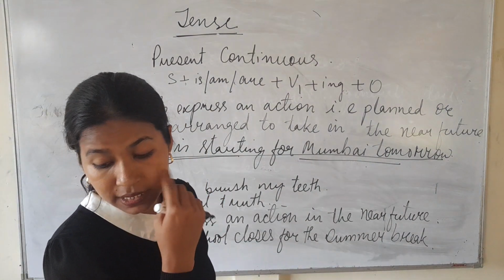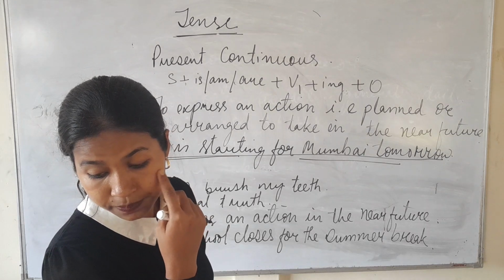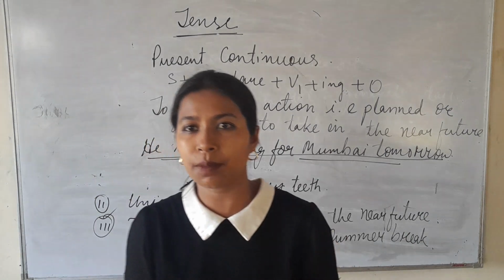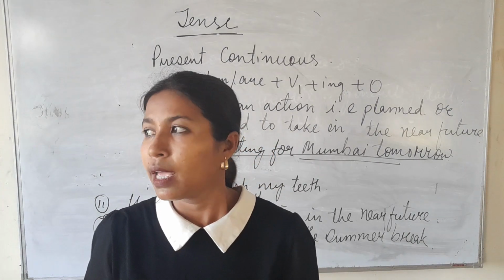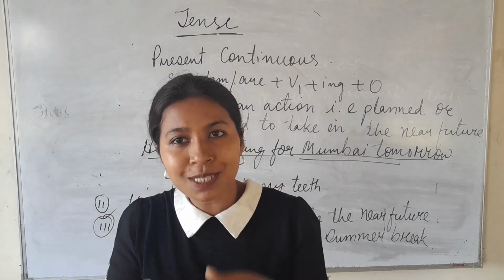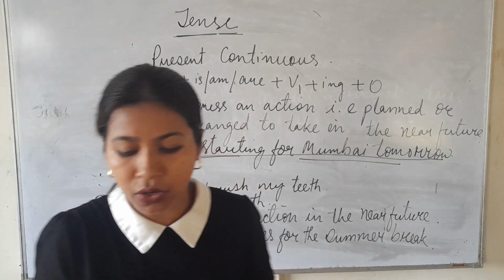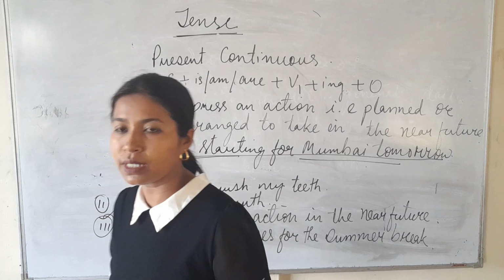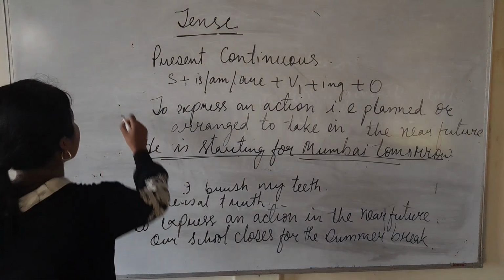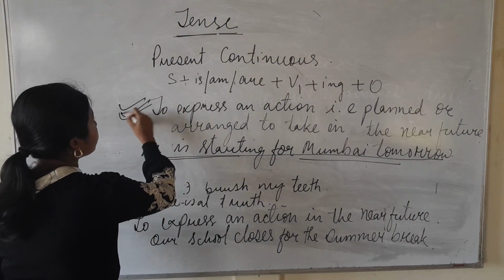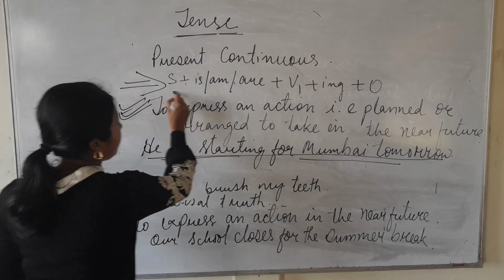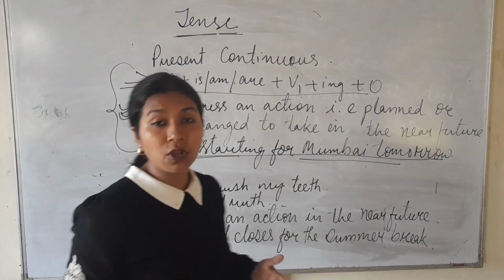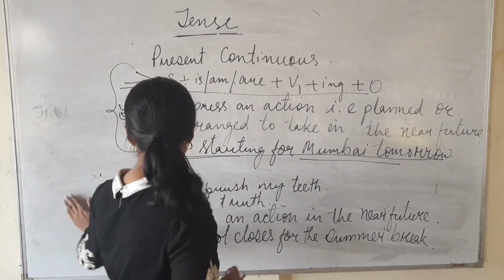Then we have the second one. The second one is when a future event is part of a settled plan. We have already settled a plan of going somewhere tomorrow, and in this big plan, one small plan is being put for tomorrow. So this kind of plan should be expressed in present continuous tense. So for present continuous tense, this is the first thing you have to know, and this is the pattern that you have to know. These two will be enough. Present continuous tense is not in much use, and these two will be enough.